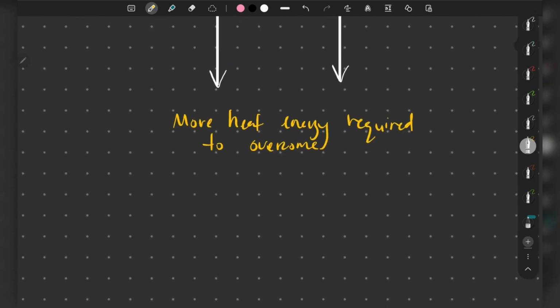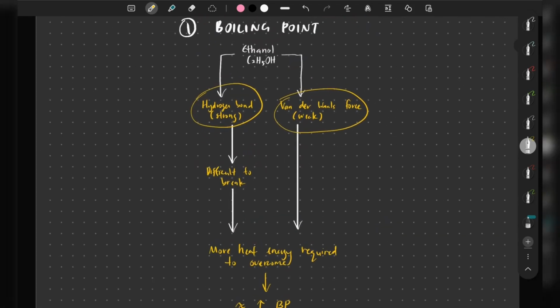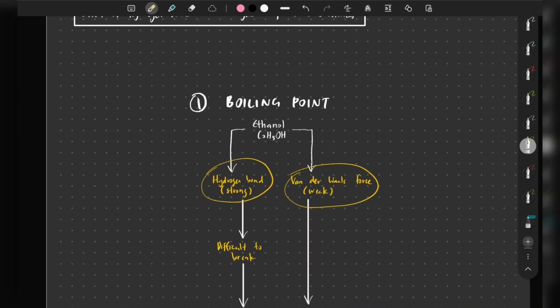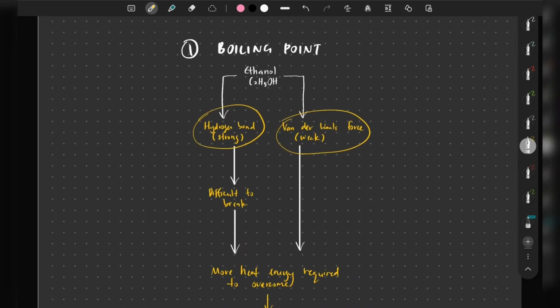When more heat energy is required to overcome them, it means we have to heat it up more to break down the attraction force. So it means the substance has a high boiling point. It does not easily melt, or it is not easily vaporized. That is the effect of hydrogen bonds on boiling point.